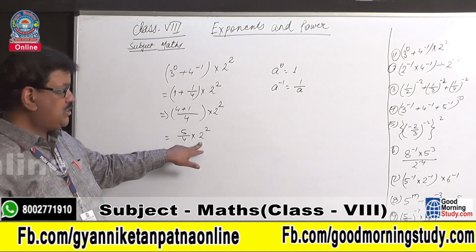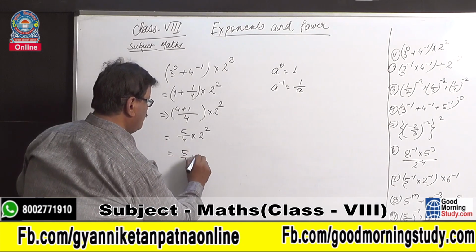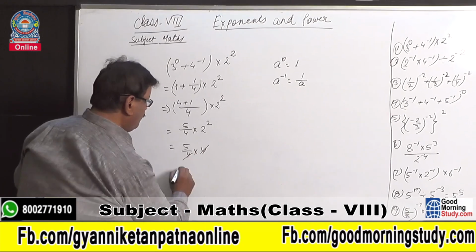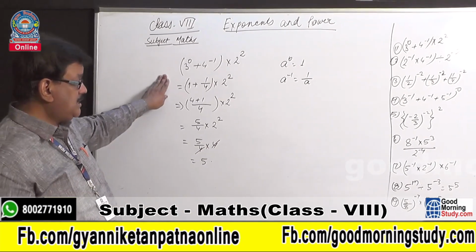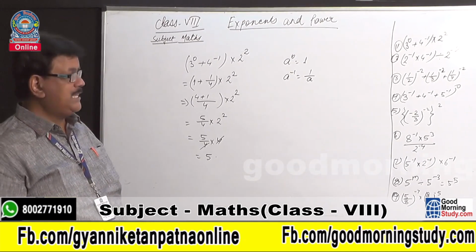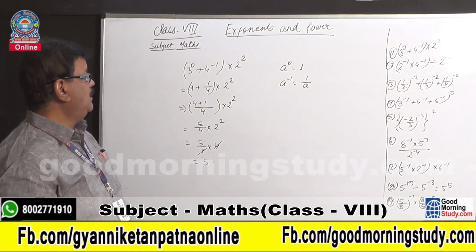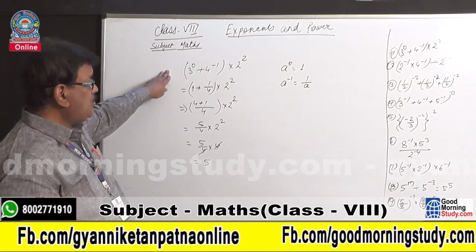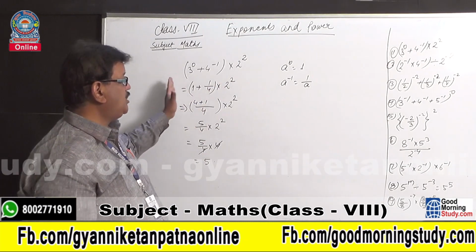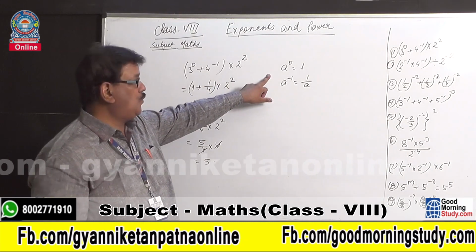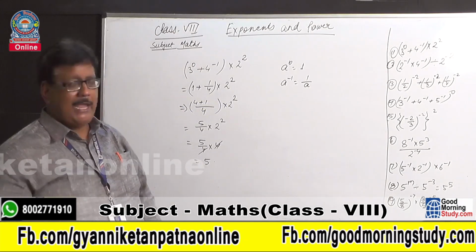When you solve 2 raised to the power 2, it will be 4. It will be 5 by 4 into 4. Eliminating the 4s, we will get 5 as the answer. So this is the very first question of the exercise in the NCERT book, Exponents and Powers. We have used two laws of exponents here: a raised to the power 0 is equal to 1, and a raised to the power minus 1 is equal to 1 by a.